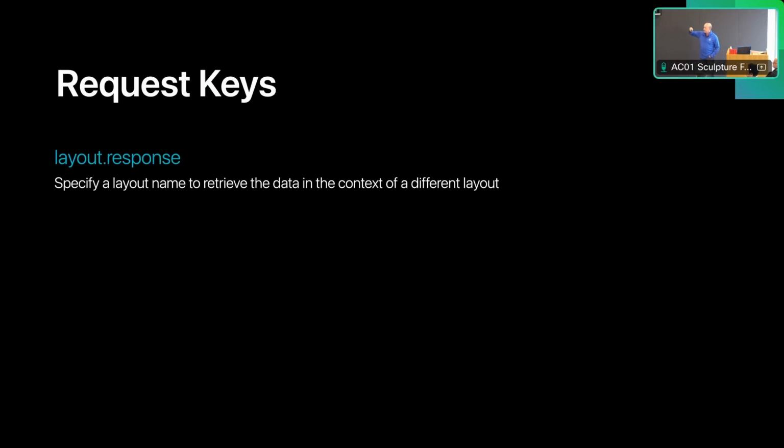For the layout, now this one here is probably hard to see, but there is a period there. It's layout.response. And this allows you to specify a layout to return the response in the context of that layout, rather than the one that you specified in the layouts key we looked at earlier. I have to be honest with you, I never found a reason to use this key, because I've always made sure that if I needed a different response, I would just use that layout when I referred to it earlier.